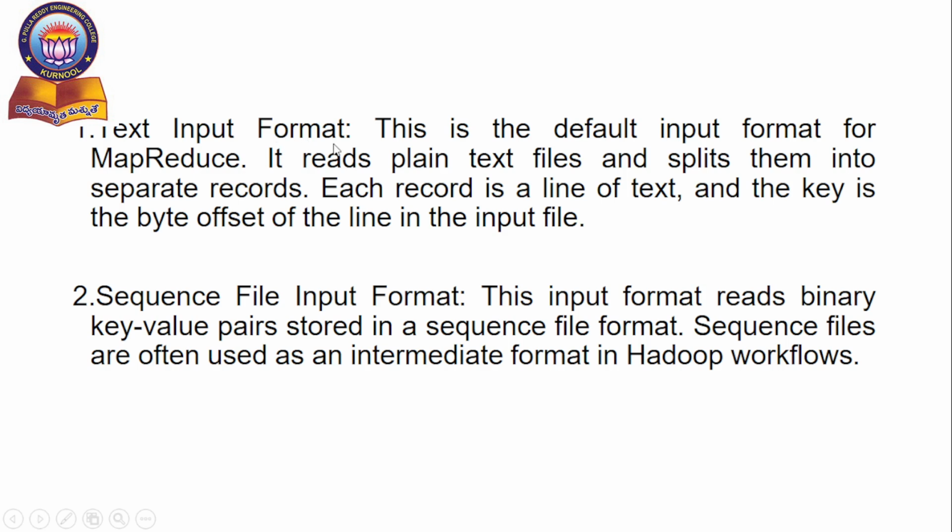So, TextInputFormat. This is the default input format for MapReduce. It reads plain text files and splits them into separate records. Each record is a line of text and the key is the byte offset of the line in the input file. So this is the first type of input file.